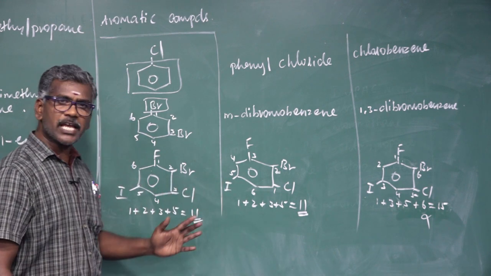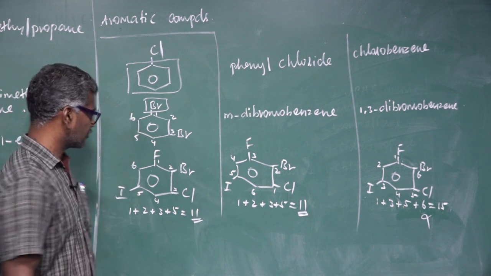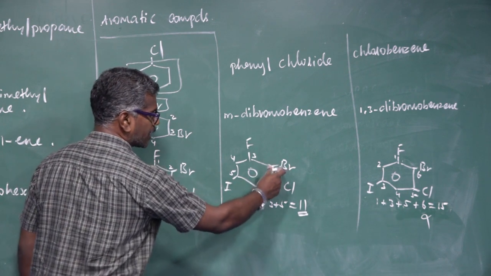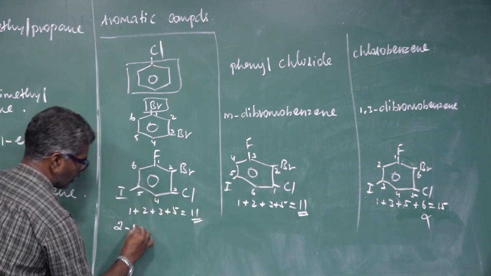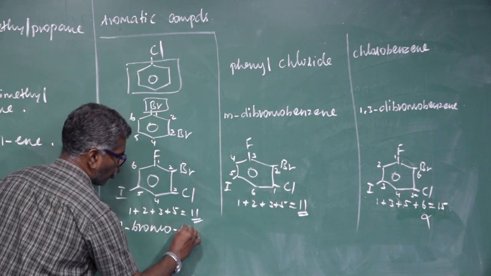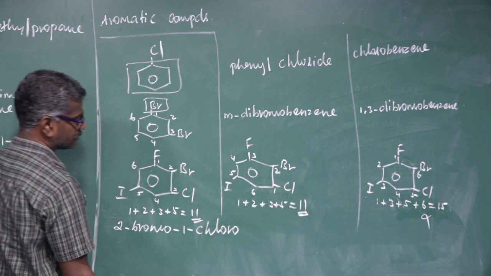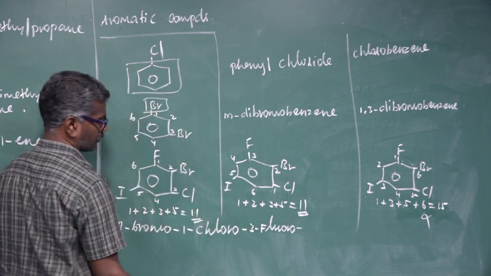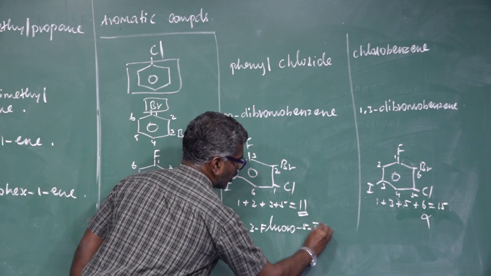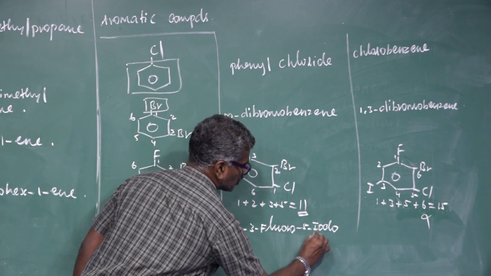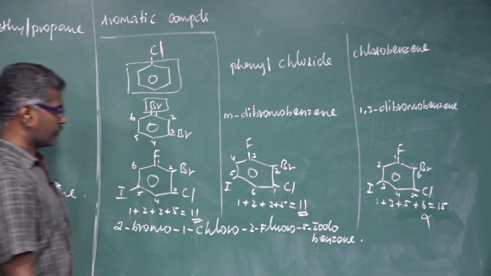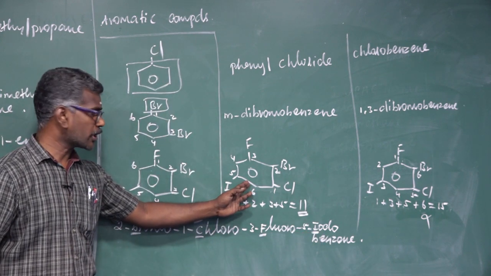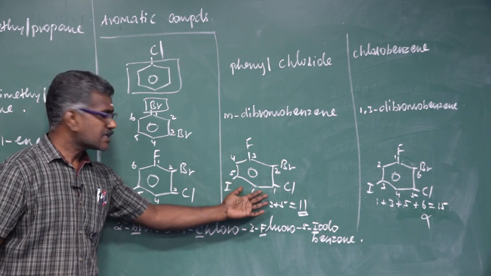Both are the same. If both numbers are the same, next we follow alphabetical order. Here the first is fluoro, the first one is chloro. Which one is first? Chloro, by alphabetical order. The name: 2 bromo, 1 chloro, 3 fluoro, 5 iodo. Totally how many carbons? 6 carbon, so benzene. B, C, F, I. This compound is a very important compound. This type of compound may be asked in the NEET. Simple, easy to do. Okay.